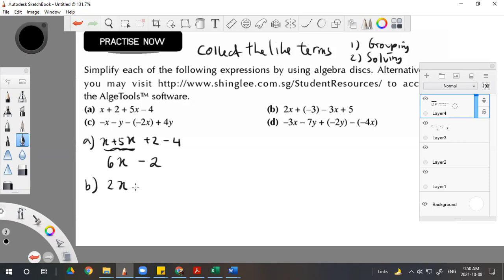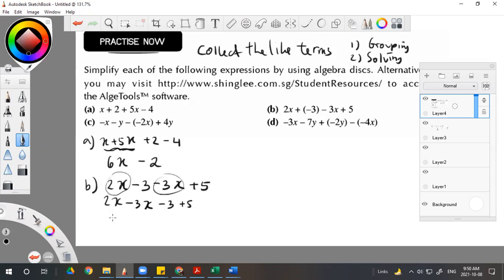B. Ini tandanya jelek ya, yuk ganti-ganti dulu deh. 2x, double sign, plus minus, minus 3, and then minus 3x, right, plus 5. After you do the double sign thing, what you need to do next? Grouping. 2x minus 3x minus 3 plus 5. Grouping ini dulu. 2x minus 3x. Negative 1x. Nice. Negative x ya. Boleh dong. Nggak usah pakai 1 ya. Kalau 1 nggak perlu. Negative 3 plus 5. Plus 2. Nice.